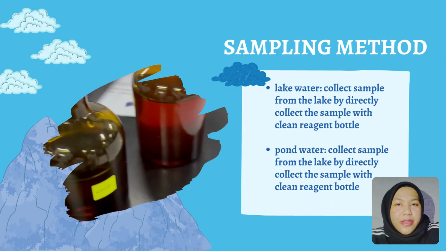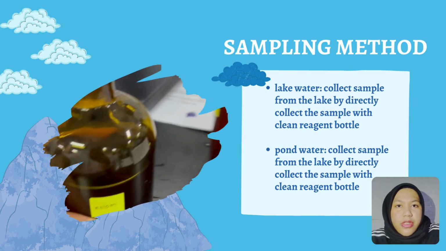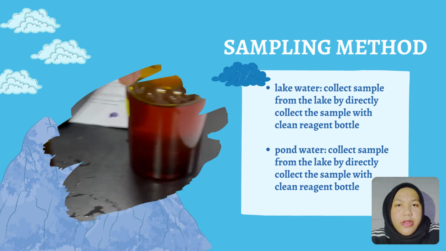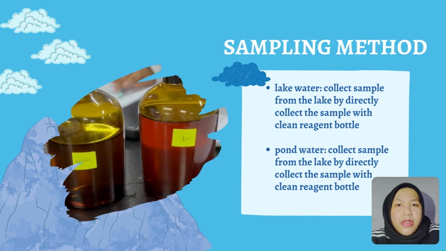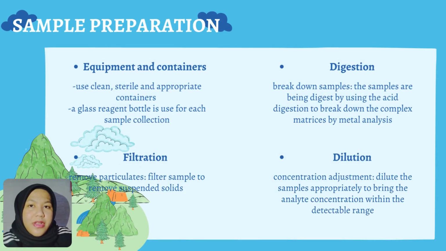For the sampling method, we use a reagent bottle for both samples of lake water and pond water to collect them directly from the lake and the pond. Next, sample preparation. First, for the equipment and the container, we use a clean, sterile, and appropriate container, which is a glass reagent bottle for each sample of lake water and pond water for sample collection.